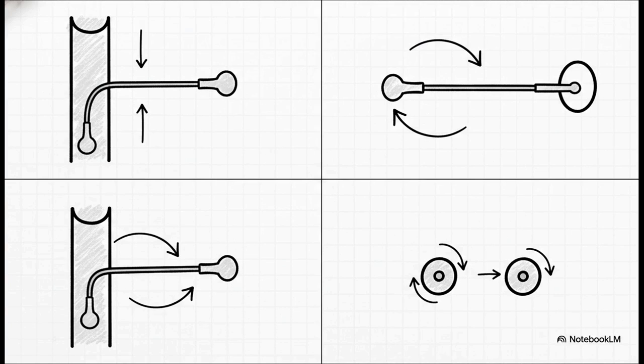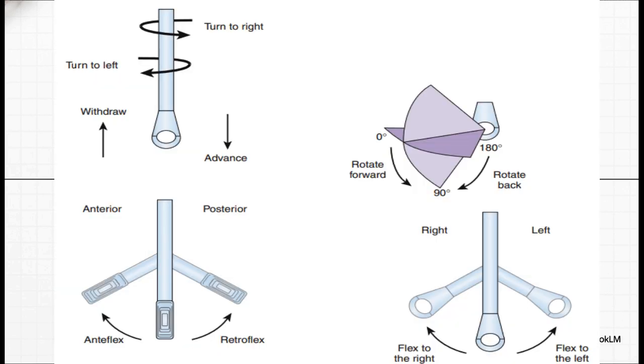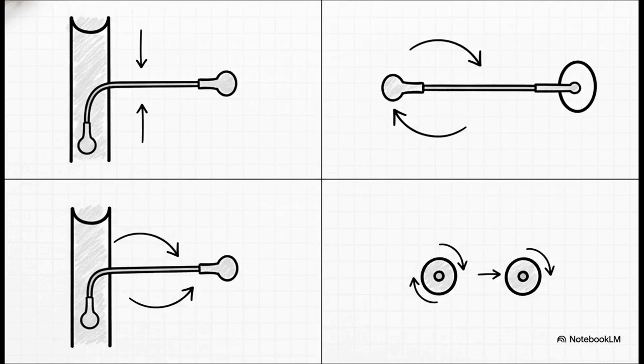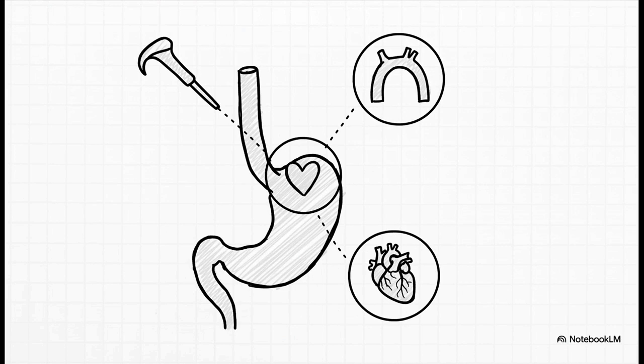To get all 20 of the standard TEE views, you really only need to master 4 fundamental probe manipulations. First, we can advance the probe deeper into the esophagus and stomach, or withdraw it back up. Second, we can turn the entire probe shaft clockwise or counterclockwise. Third, we use that large control wheel to antiflex and retroflex the tip. And fourth, we use the small wheel for side-to-side flexion. It's the skilled combination of these 4 physical movements, along with the electronic rotation of the multiplane angle, that allows us to navigate the entire heart. A truly comprehensive and high-quality exam is not a random hunt for views.